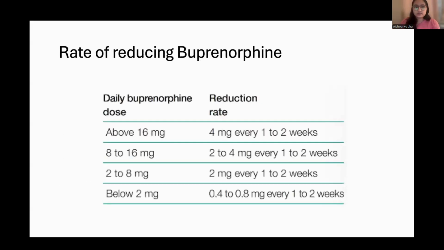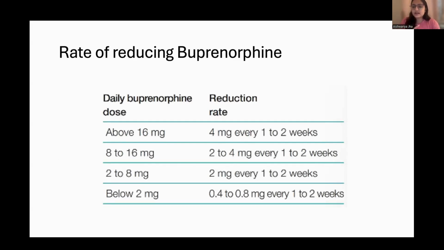If you're planning on reducing the buprenorphine in your termination stage, the guidelines for practitioners give this kind of a chart, wherein if someone is on a very high dose, then we reduce by 4 mg every 1 to 2 weeks. Whereas if someone is on a lower dose, like below 2 mg, then we go 0.4 to 0.8 mg every 1 to 2 weeks. As you can see in every column, in every row, they've actually talked about how it's 1 to 2 weeks, right? And there are very short, small titrations that we're doing.